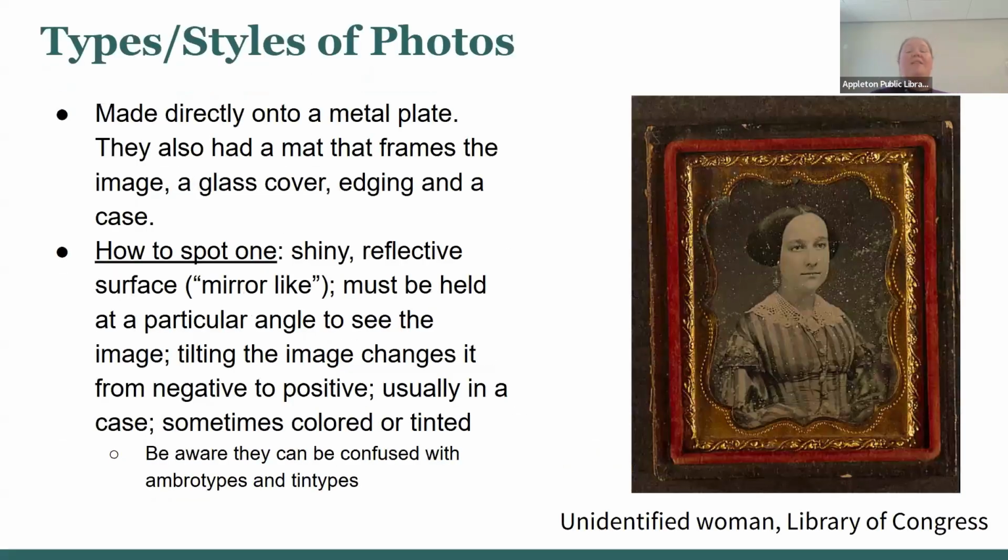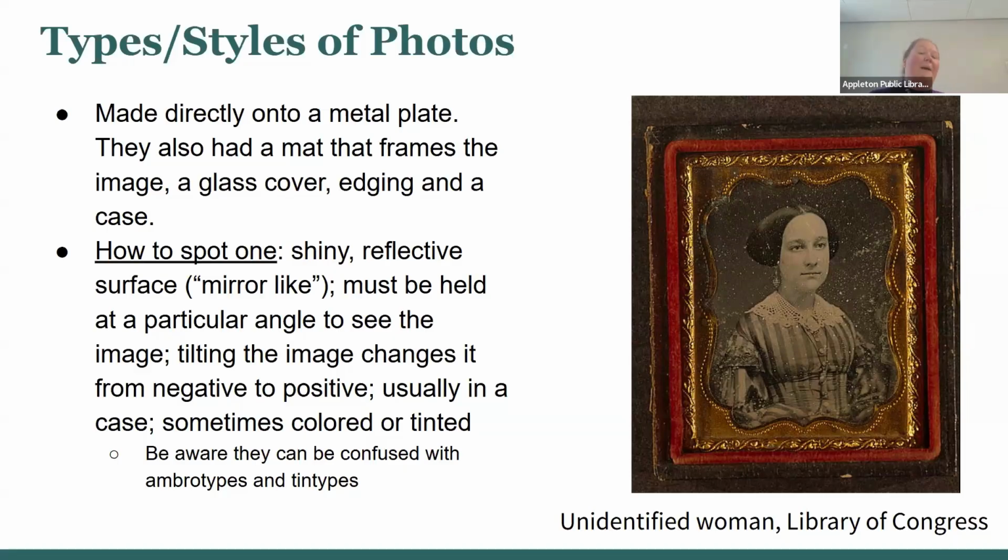So here's an example of one that I found on the Library of Congress because I don't have any in my own personal collection. But you can see these are made directly on a metal plate. They also usually have some sort of mat on it that frames that image. And they have a glass covering and some sort of edging usually. And they're usually in some sort of little case unless that case has been broken. Some people have tried to do things with them that might be breaking or damaging them a little bit.